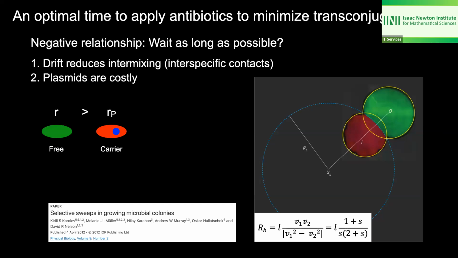experimental data from our group using another method by Oskar Hallatschek and David Nelson, where you can quantify the relative growth rates of a plasmid-free and plasmid carrier simply by colliding them in space and taking into account the geometry of the collision boundary. Then one can estimate the cost in growth rate of carriage of this plasmid. And in our case, we see about a 17% reduction in growth rate when a plasmid-free cell carries the plasmid.